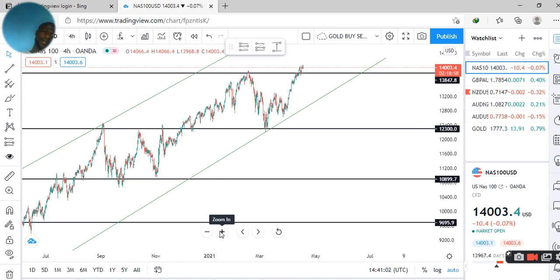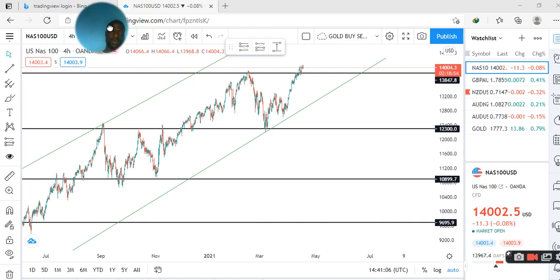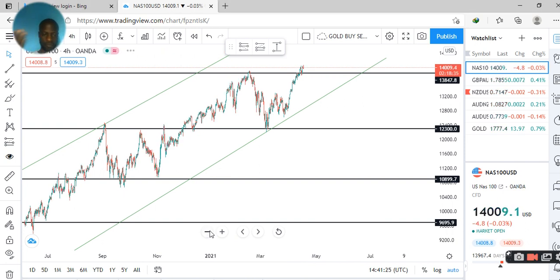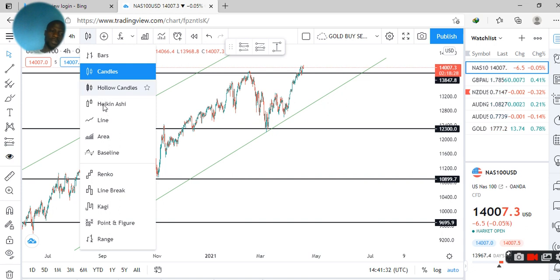Okay. Another way you can improve this is to change the type of chart you're using, most importantly when you want to draw support and resistance. For example, this is a candlestick style of chart I'm using, but you can also change it to a line chart. You can come here.